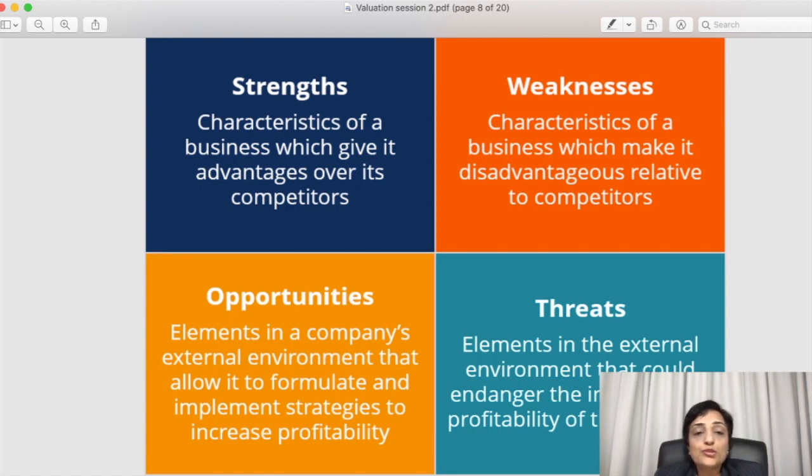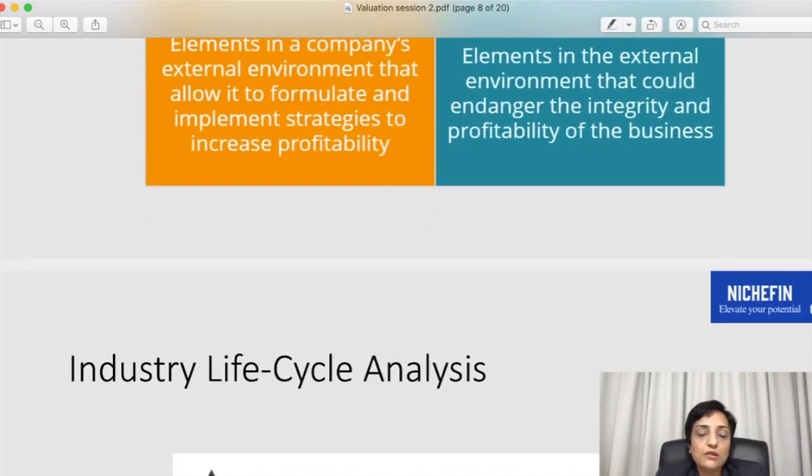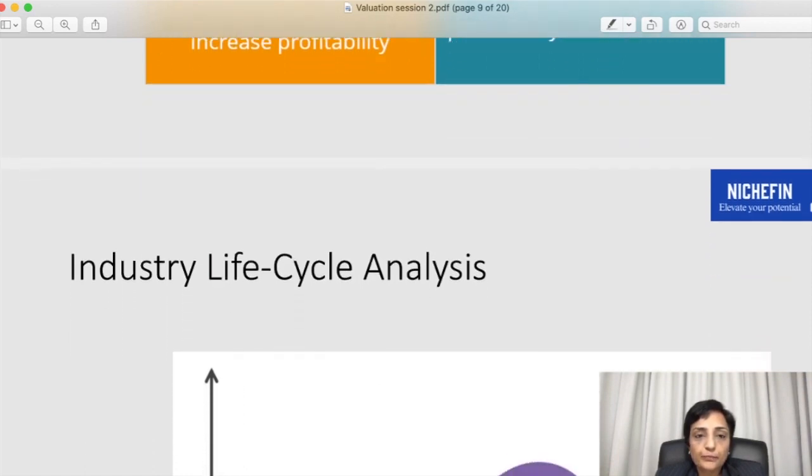When it comes to opportunities, we are basically looking at the external environment and what are the opportunities available to formulate or implement new strategies or to increase the profitability. Elements in the external environment that endanger the integrity and profitability of the businesses are threats. So we have to analyze that as well to arrive at the industry and strategy analysis.